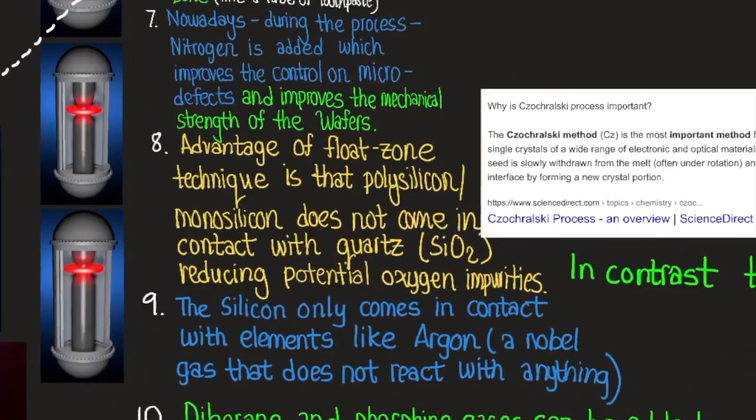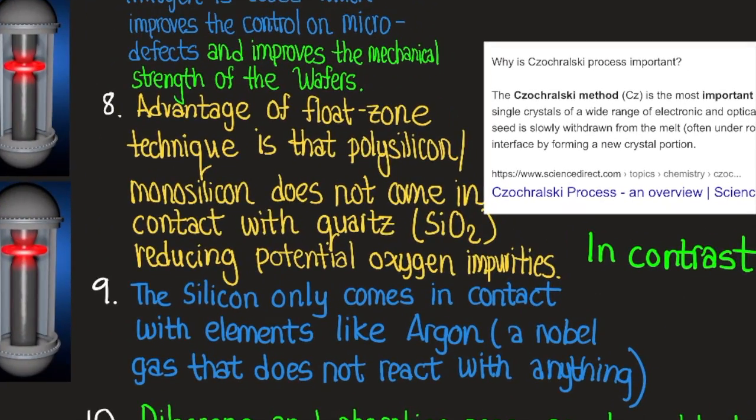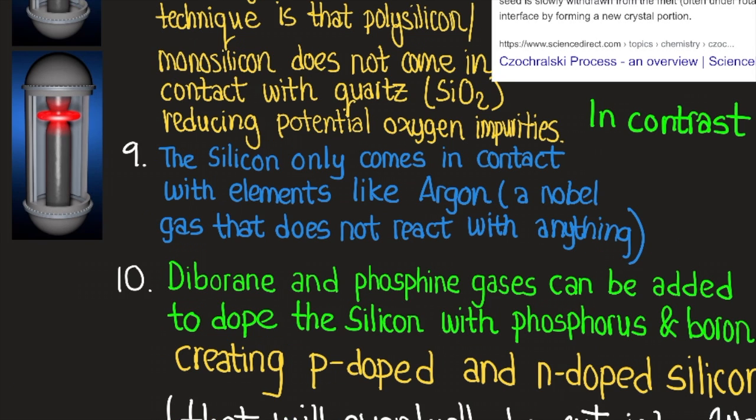Step number 8, the advantage of the float zone process technique is that polysilicon/monosilicon does not come in contact with the quartz, the silicon dioxide as previously mentioned, which is what gets us back to step 1, reducing potential oxygen impurities. So step number 9, the silicon only comes in contact with elements like argon, previously mentioned, a noble gas that does not react with anything.